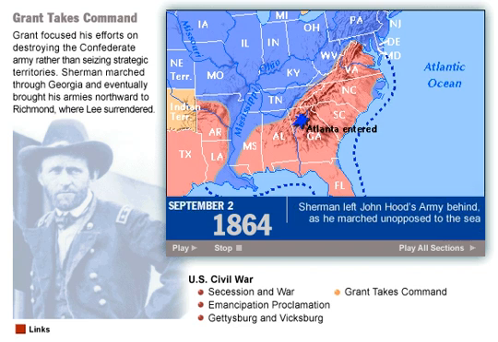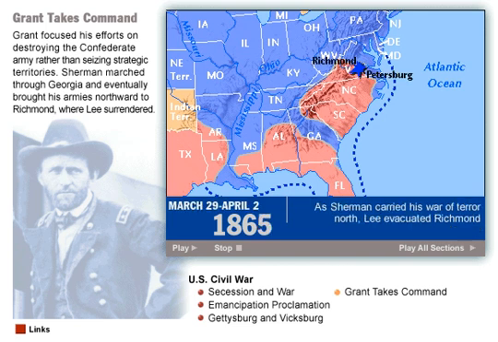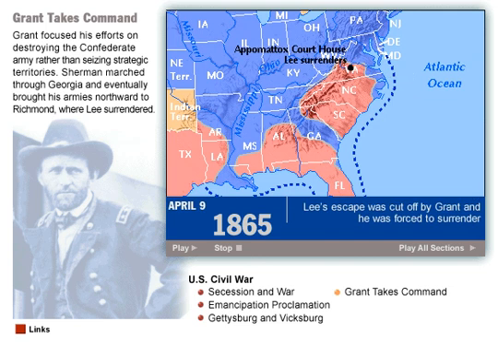When John Hood ventured recklessly into Tennessee, where he'd hoped Sherman would chase him, Sherman chose to march unopposed to the sea. Hood's army was eventually wrecked as Sherman's troops cut a fiery swath through Georgia. In 1865, Sherman carried his War of Terror north, while Federal troops broke through at Petersburg. Lee evacuated Richmond, hoping to make a last-ditch effort by linking with the Southern forces in North Carolina. But Grant quickly cut off Lee's escape, and Lee was forced to surrender.